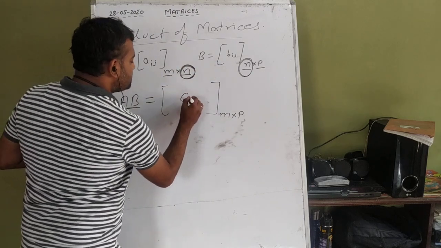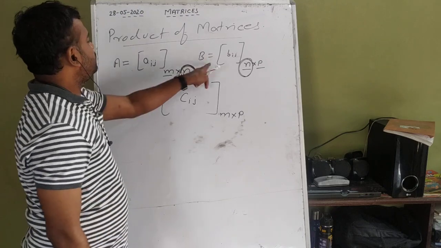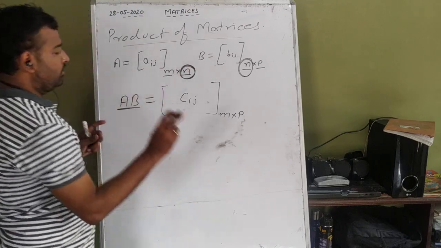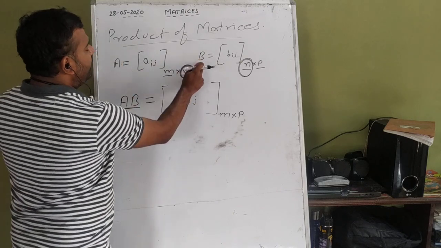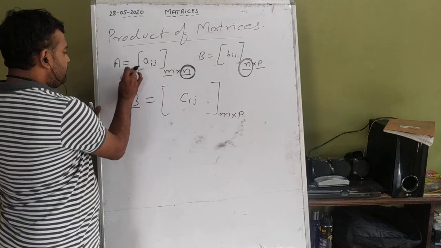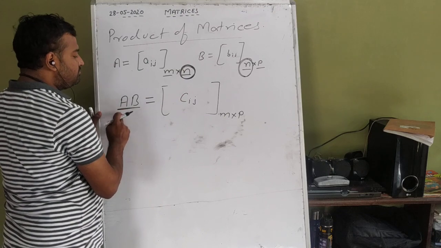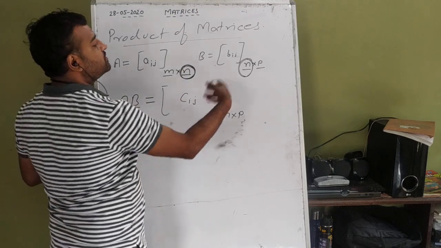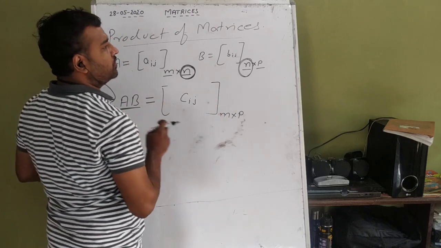Definitely the elements will be there after multiplying. Let us consider Cij be the elements of the product of the two matrices A and B. Be very careful to multiply the two matrices. What is the necessary criteria? For the matrix which we have taken first, the column of the first matrix must be equal to the row of the second matrix. Then only the product is possible.